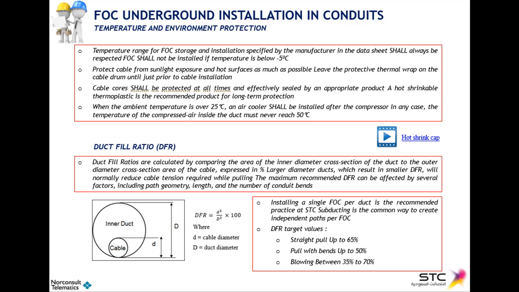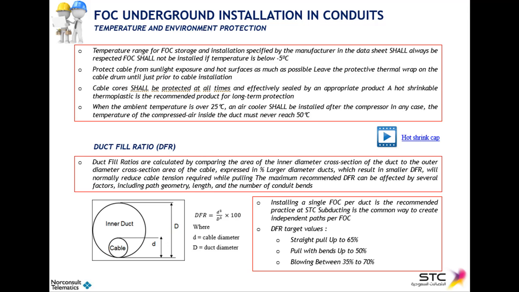Again, the rule of thumb is that you cannot install cables in temperatures below -5 degrees centigrade. Cables must be protected from sunlight exposure. We already saw that in previous slides. And hot surfaces. The fiber cores must be protected at all times by hot shrinkable thermoplastics. We are going to see how they work.